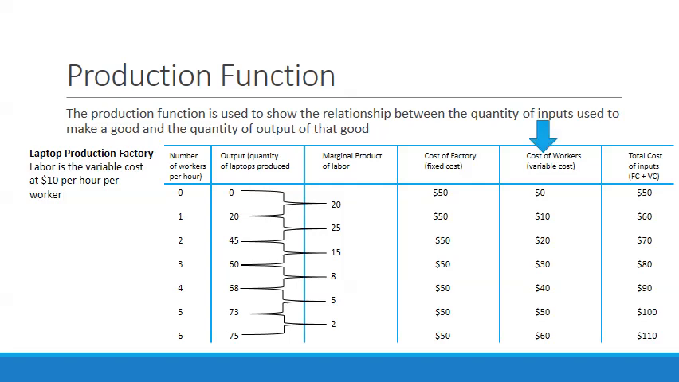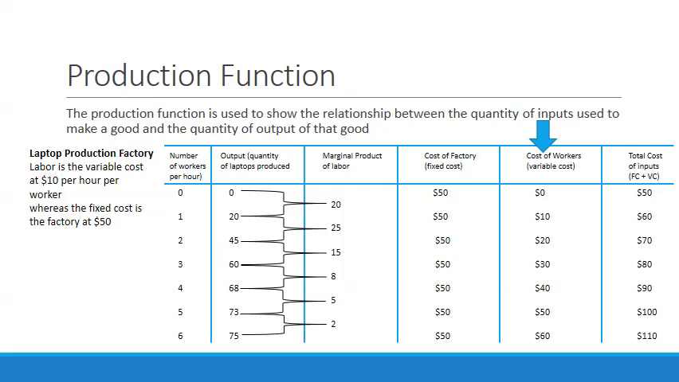So you can see that here. Of course, when the number of workers is 0, we produce nothing. Notice we still have a cost though, because our fixed cost is always 50 and it never changes. But then the variable cost increases by $10 for every worker we add. So whereas the fixed cost is the factory at $50, the variable cost changes.